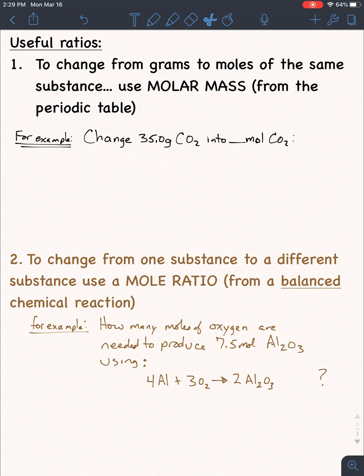So first, there are two useful ratios that we can use in chemistry that we've studied so far. One is how to change from grams to moles, or moles to grams. That's using molar mass. Second is using mole ratios. So I have on the screen here two questions that I want you to try. Pause the video. I'm going to show the answer here in a second.